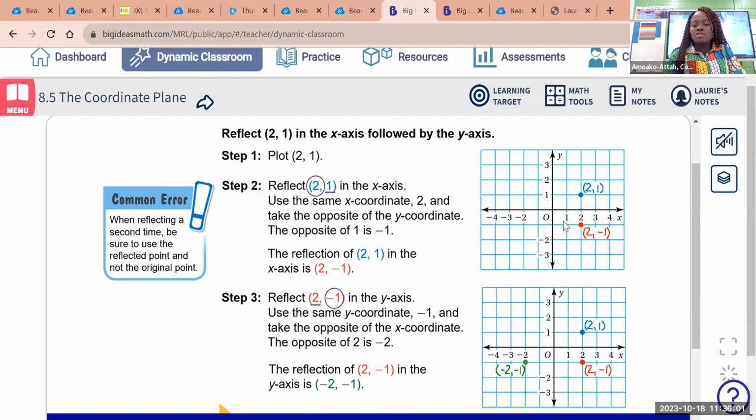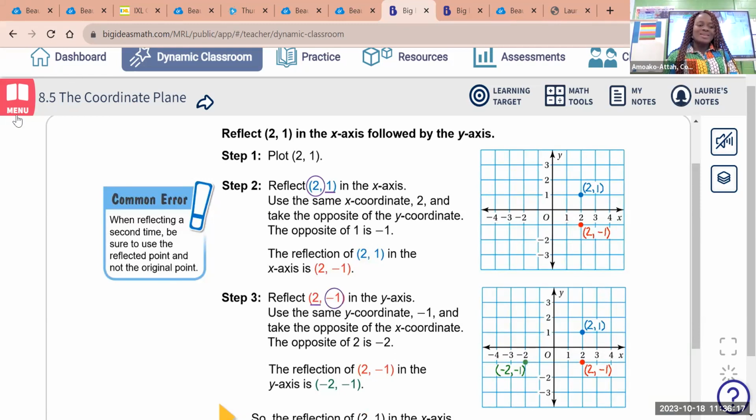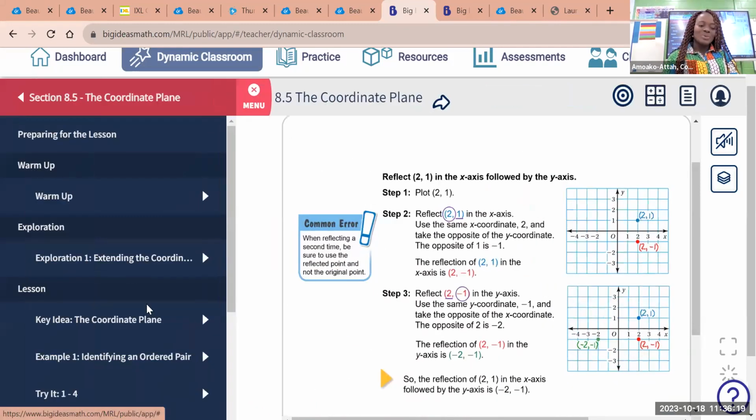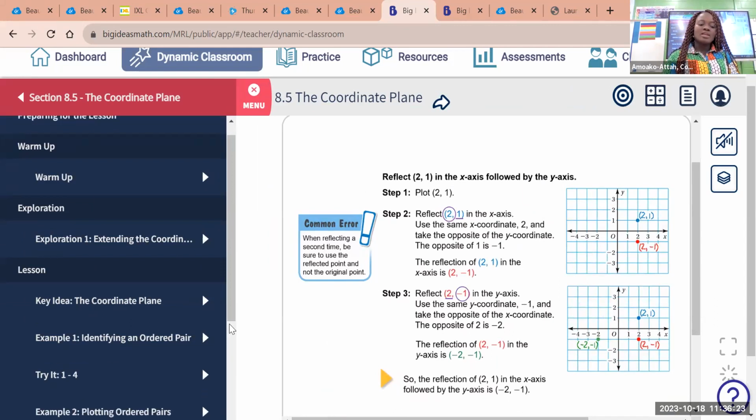So if you're reflecting this to the y-axis, how many units do you move to touch the y-axis? 2. So you move 2 units again past the y-axis, and that is where your reflected point will be. This is very simple, so you should be able to do that. So let's just look at one example under this, then move to the next thing.